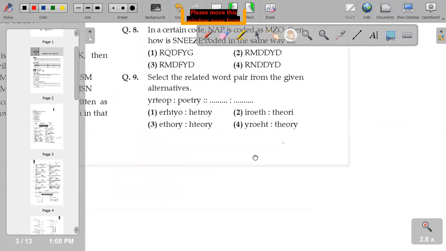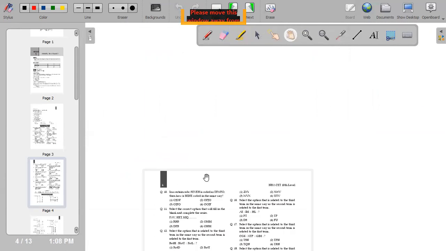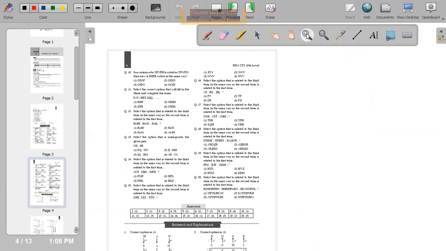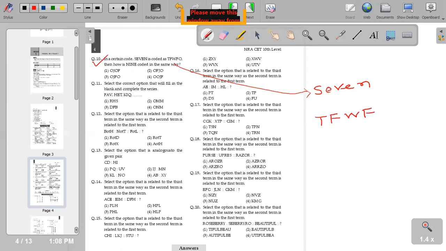Dear children, we are moving to the next page, the next paper of questions. So we will discuss question number 10. Where you face any problem, just pause your video, remind yourself and check the logic. We will do question number 10. It is saying 7. 7 is written as T, F, W, Q.